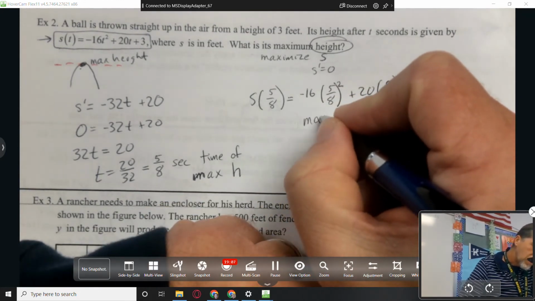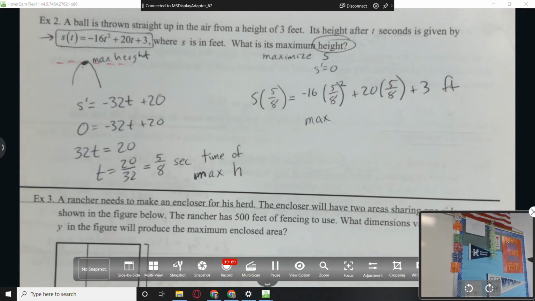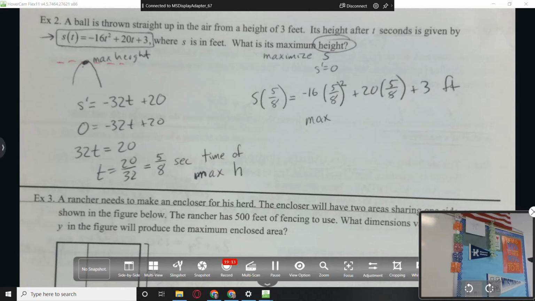Sorry, it's one of each, so it's actually pre-cal. Oh, it's pretty cool.